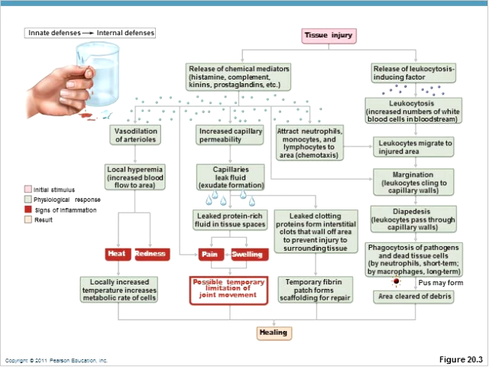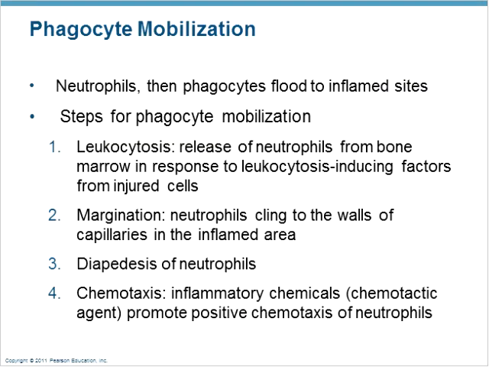And so that's the process we go through at the site, if you will. Phagocytic mobilization includes the neutrophils, then phagocytes flood to the inflamed area. The steps for phagocyte mobilization include leukocytosis. That's an increase of white blood cells, which release of neutrophils from the bone marrow in response to leukocytosis-inducing factors or chemicals that are released by the injured cells.